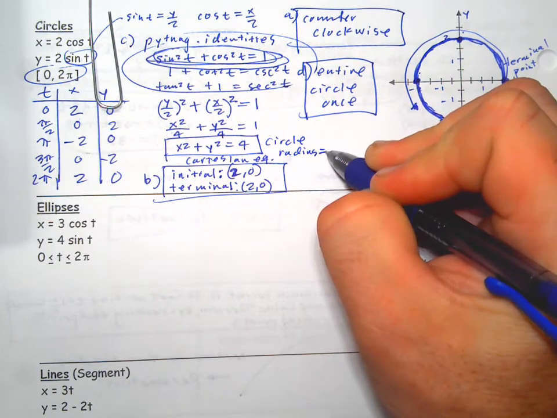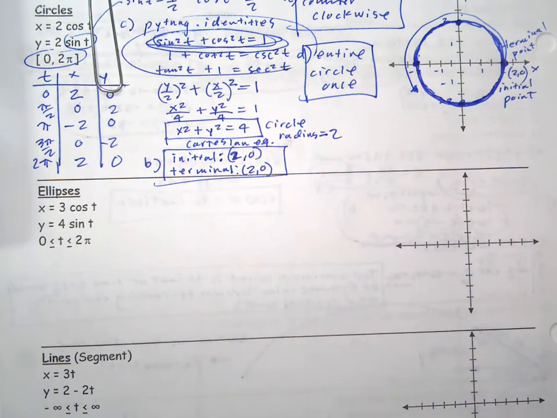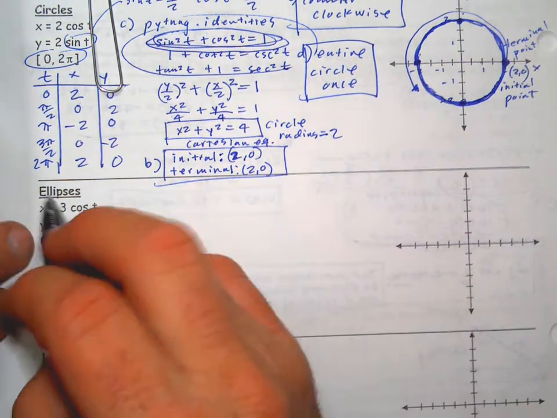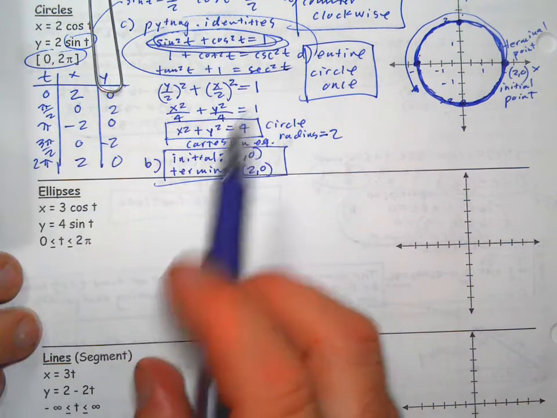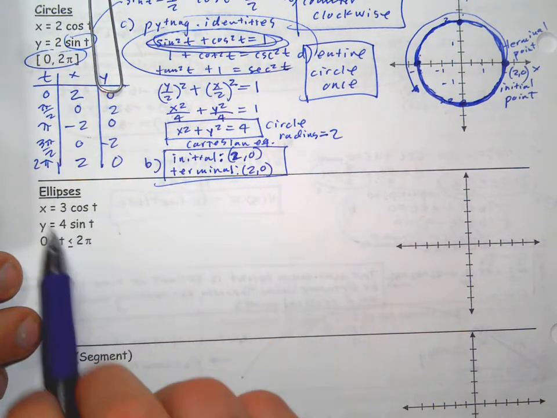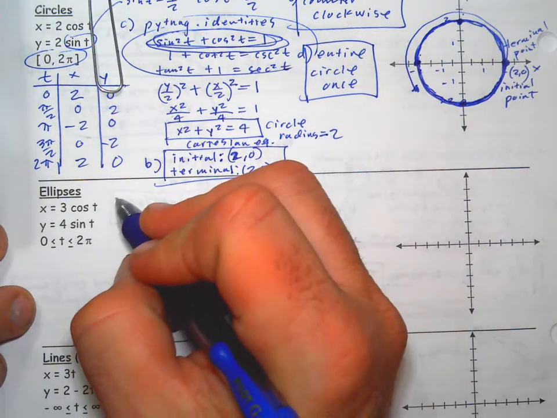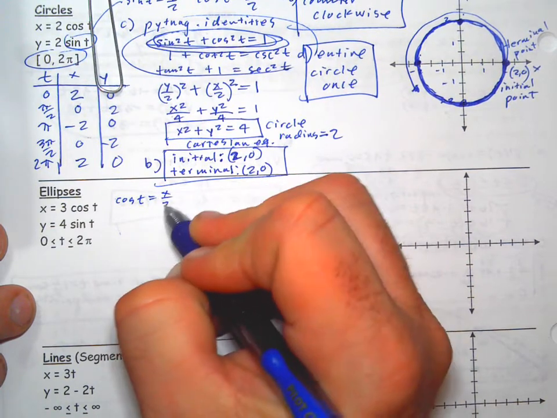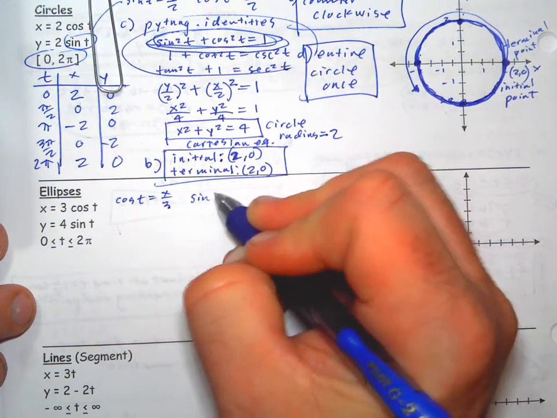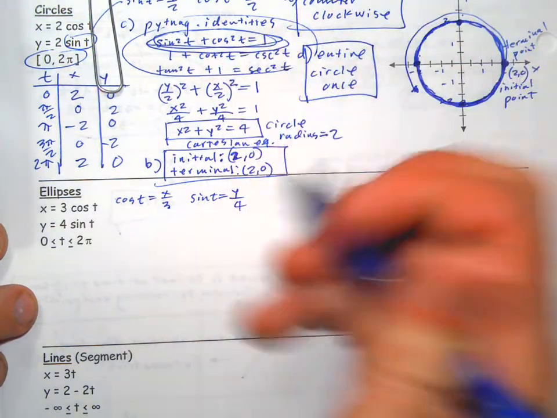So with a lot of these, like I said, we're going to use these trig identities. So the next one, you don't even need to know what shape it is going into it. I wouldn't try and memorize that because it can be really hard to tell. But we're going to say, okay, well, cosine t equals x over 3 and sine t equals y over 4. So we're definitely going to use that first Pythagorean identity, trig identity.